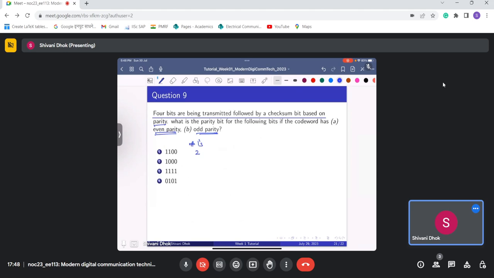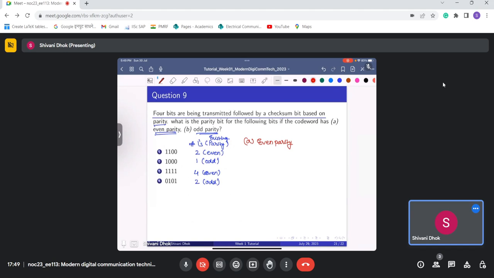Okay, so now let us write here the number of ones. Here it's 2, here it is 1, here it is 4, and here again it is 2. So the existing parity of the first sequence is even, this is odd, this is even, this is odd. Now the first part, that is A, means that we need to add a bit such that the parity becomes even parity.